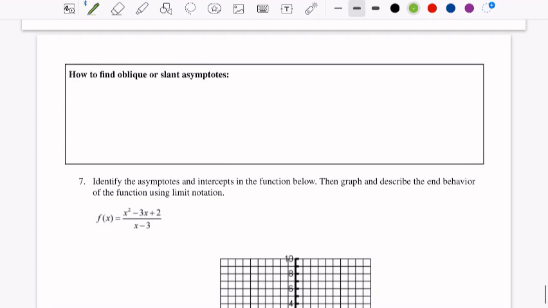So how do we find oblique and slant asymptotes? That's going to occur when the degree of the numerator is higher than the degree of the denominator.